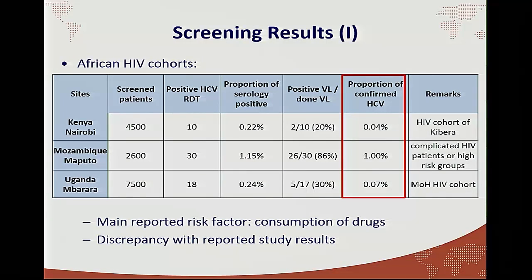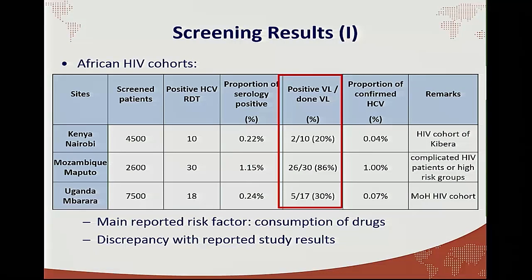The screening strategies and the targeted populations are different in the three cohorts, so we should be very careful when comparing the different groups and sites. Especially in Mozambique, maybe to explain the higher proportion, the strategy focuses on high-risk patients, especially heavy drug users. Just to note that the proportion of confirmed patients with a viral load is really different in the three sites: 20-30% in Kenya and Uganda, and 86% in Mozambique.